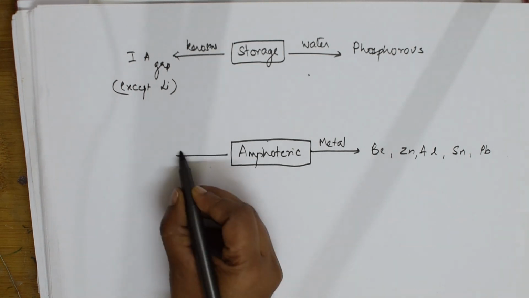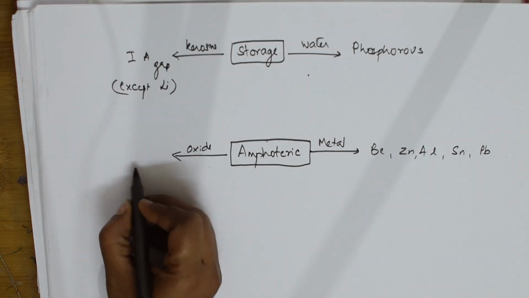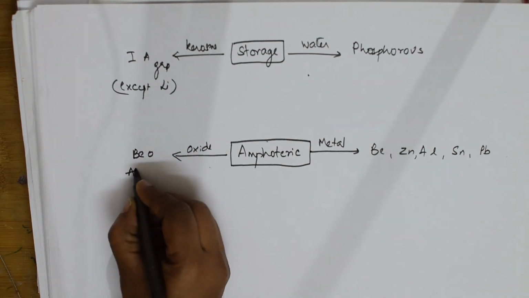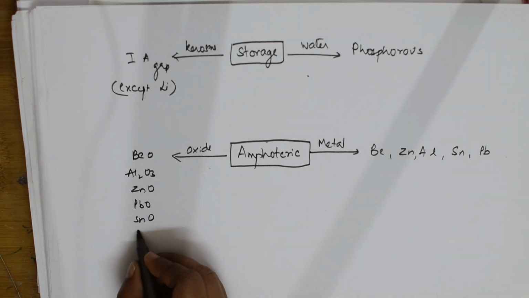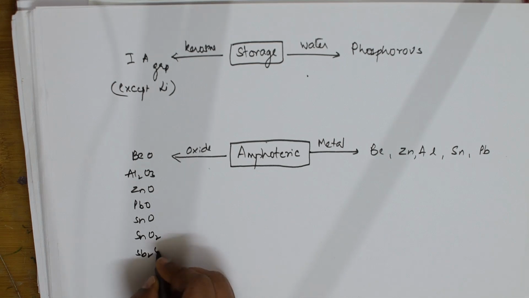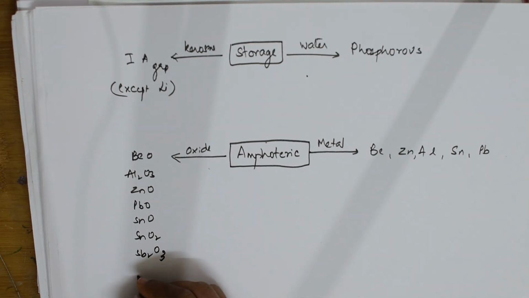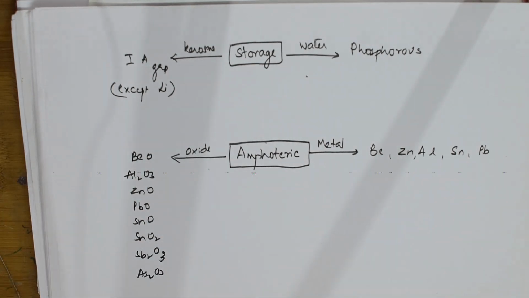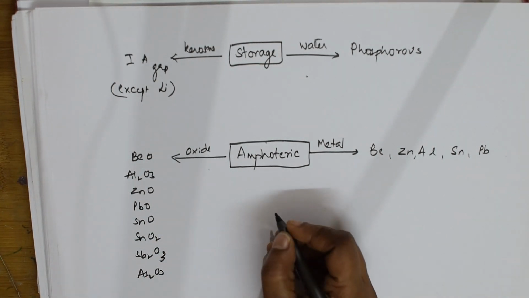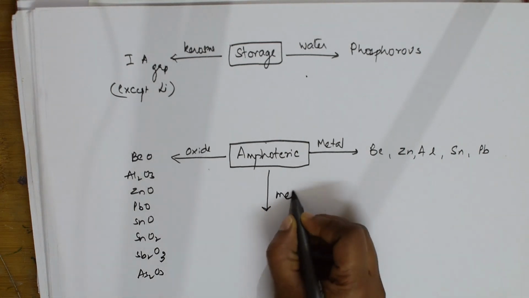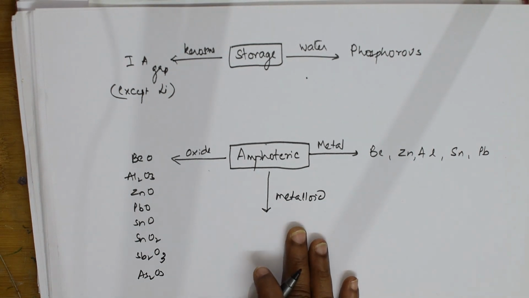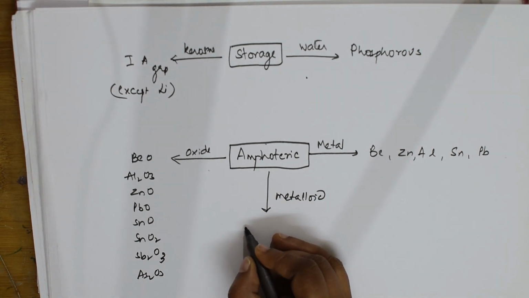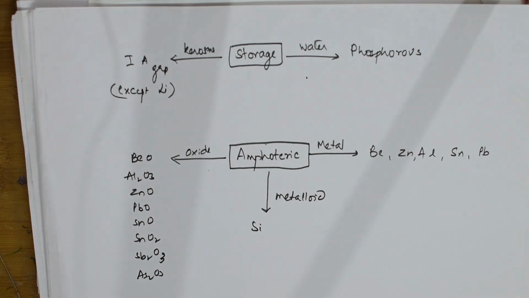The amphoteric oxides. What are the amphoteric oxides which we have? We have BeO, Al2O3, ZnO, PbO, SnO, SnO2, Sb2O3, As2O3. All these are amphoteric oxides. Done. Next, the amphoteric metalloid, which shows both the characteristics of metal as well as non-metal. So the amphoteric metalloid which we have in the periodic table is silicon. Remember this, students.